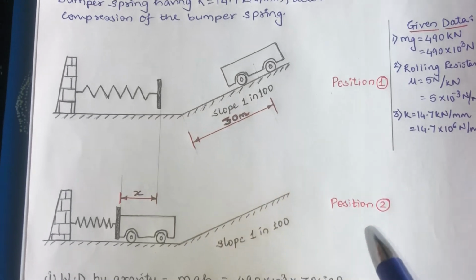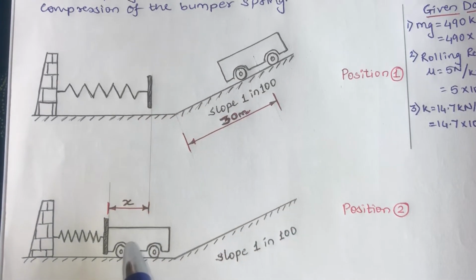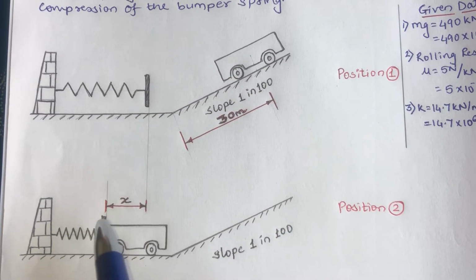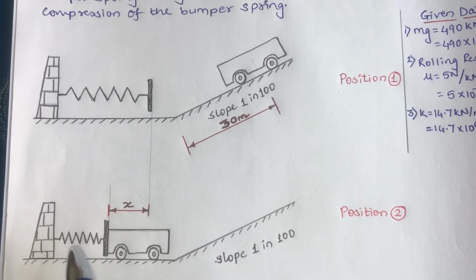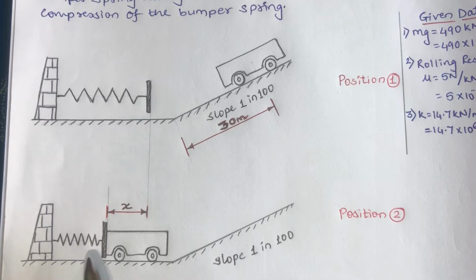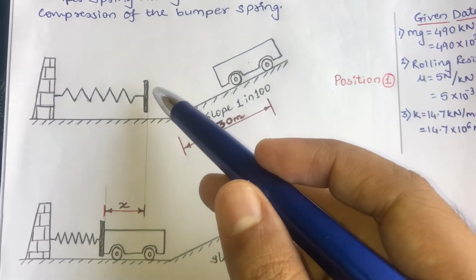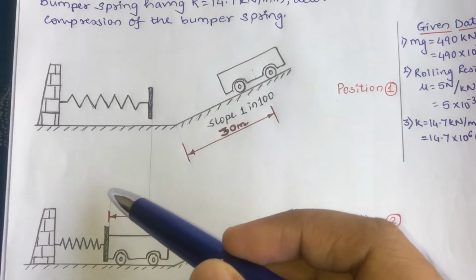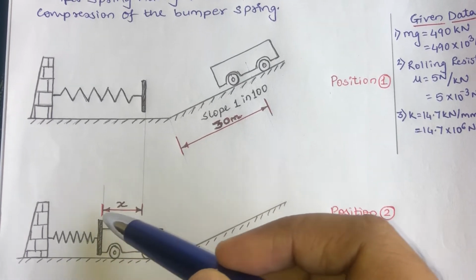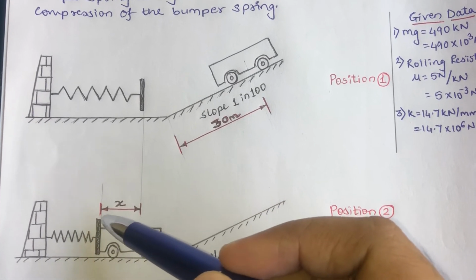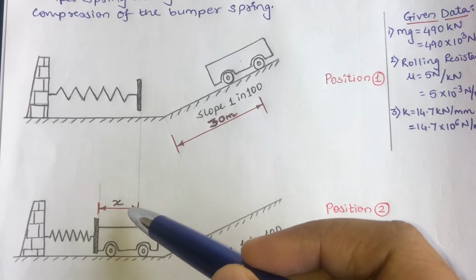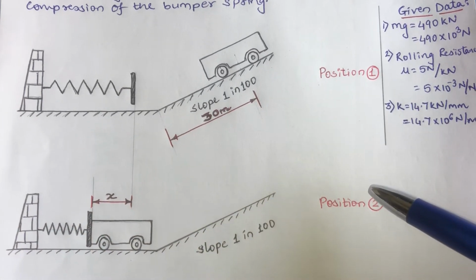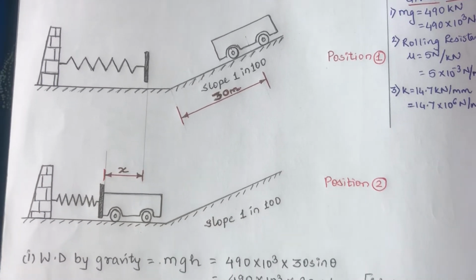Now we'll see the position 2 when the wagon reaches the bumper and it has maximum compressed the spring. So when you see position 1 and then position 2, there is a difference of x, meaning the compression of the spring has happened x. That is position 1 and position 2. Now let's see how it will be solved.